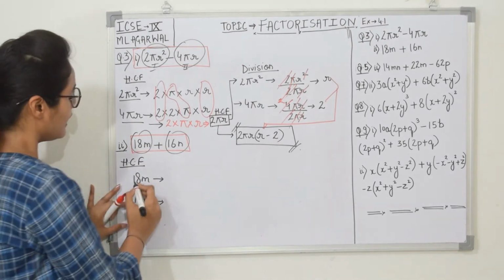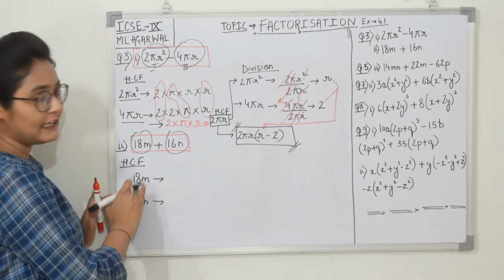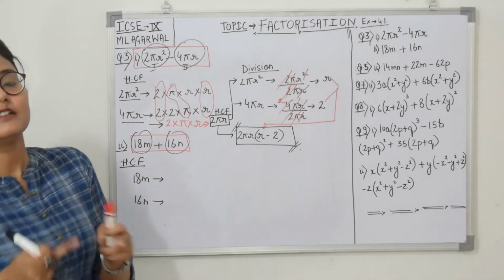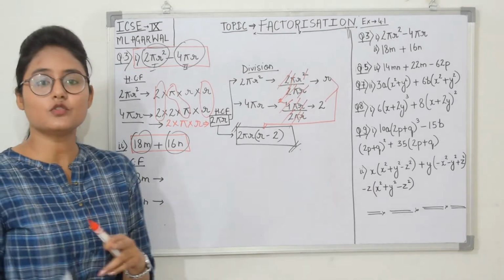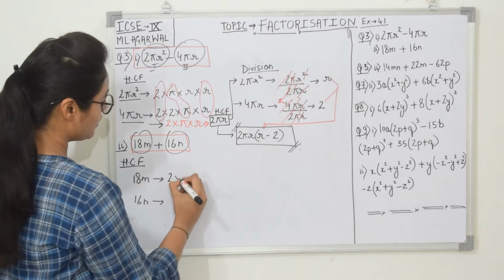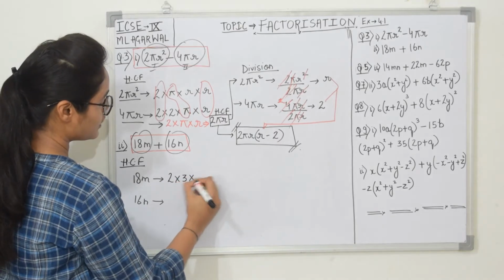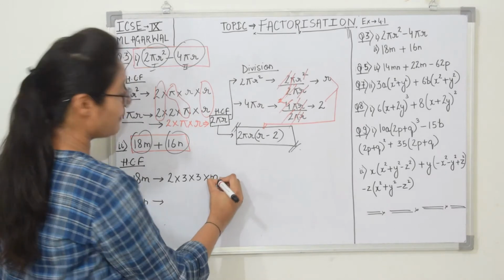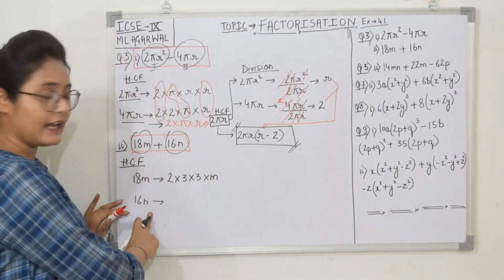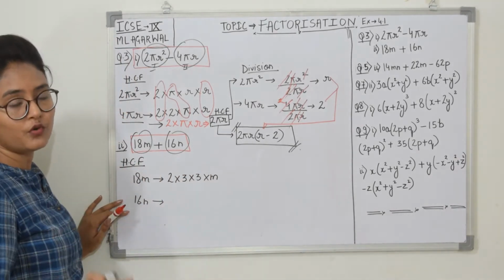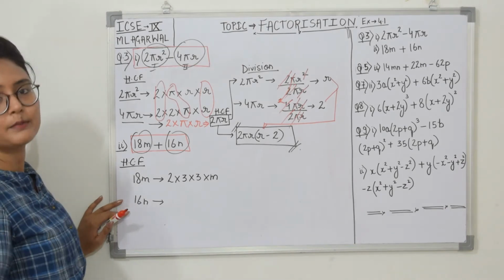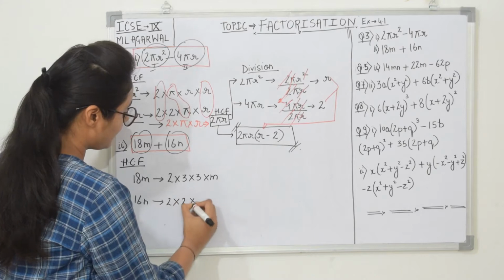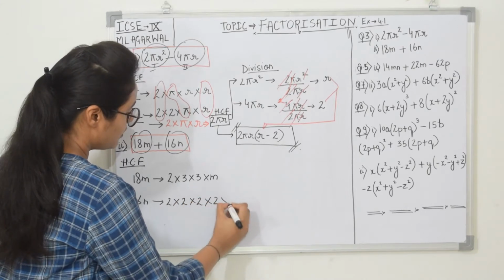Okay, so now see, I am doing the factorization. 18 factorization you can do: 2 9s are 18, and factorizing 9 further is going to give us 3 into 3. And m we are going to write down as it is. Now 16n we are having. 16 is 4 into 4, and 16 is also 2 multiplied 4 times, right? Now see, 2 into 2 into 2 into 2 into n.